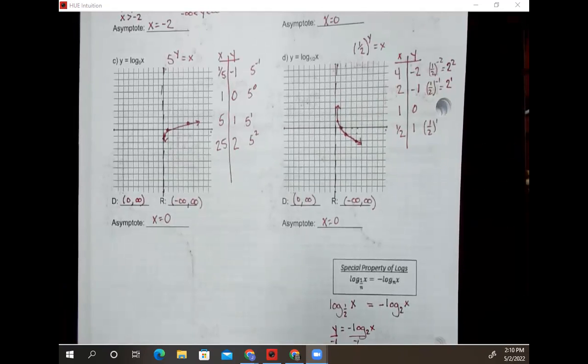So inverse of exponential functions are logs. We looked at their graphs. We're going to continue to do a little more work with this idea of exponentials and logs being tied together. But that's it for today.